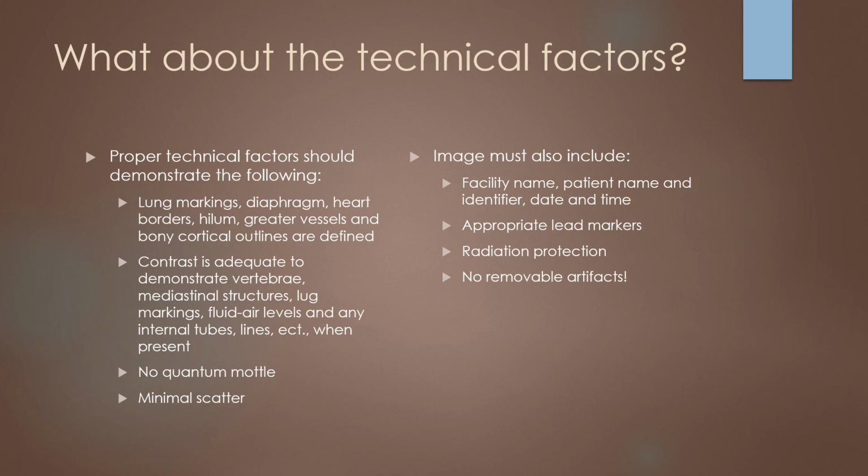We know that we need to have a longer scale of contrast, which is going to allow for a greater contrast resolution. And we want that contrast resolution to demonstrate vertebra, mediastinal structures, lung markings, air fluid levels, and any other internal tubes, lines, etc. We want to look at our technique and make sure that there's no quantum mottle noted and that there's minimal scatter. And we're going to know that we're going to reduce that scatter by using a grid.